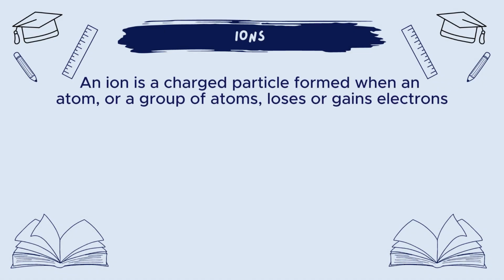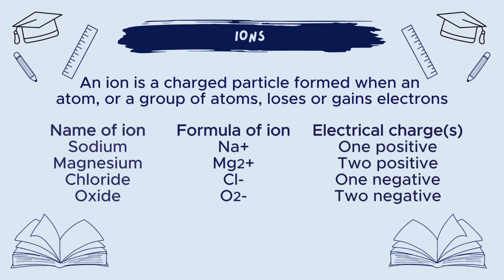Next, ions. An ion is a charged particle formed when an atom or a group of atoms loses or gains electrons. Again, there are some examples on the screen. So, sodium is the ion, the formula is Na+, and this means that its electrical charge is 1 positive.